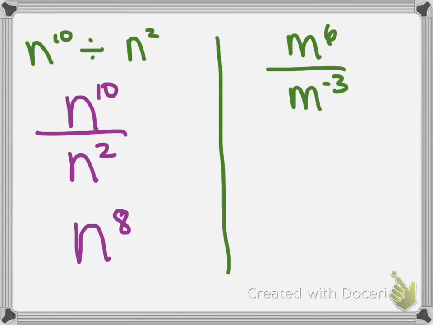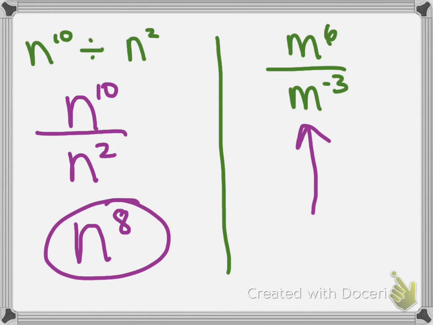And we had more of them on top than on the bottom. We have 10 n's on the top and 2 on the bottom. So it's like having just a 1 on the bottom. We don't have to write that. We're just finished. Okay? This next one here, we're going to have a negative exponent, but we do the same thing.